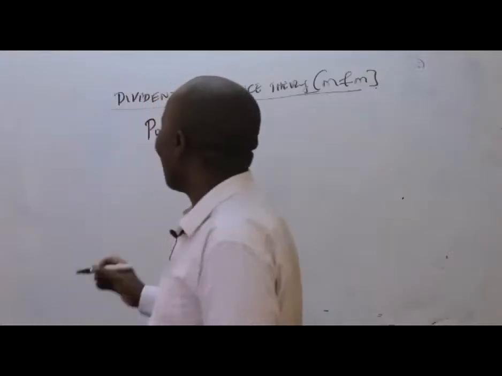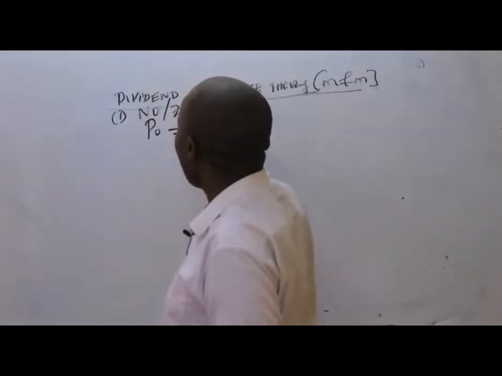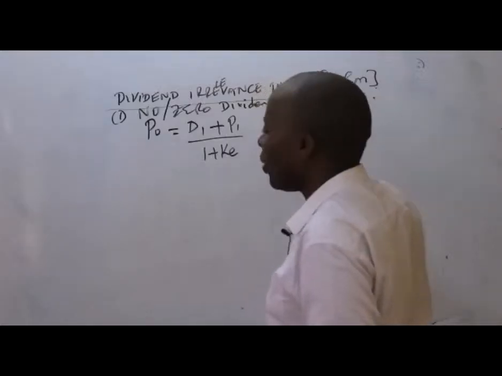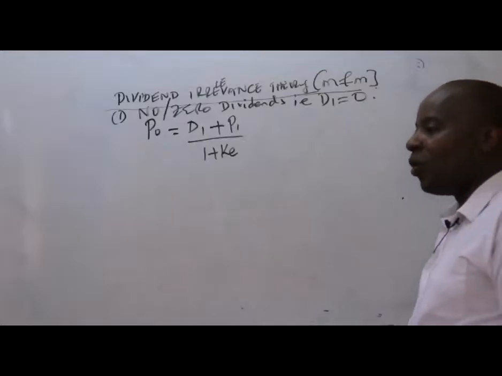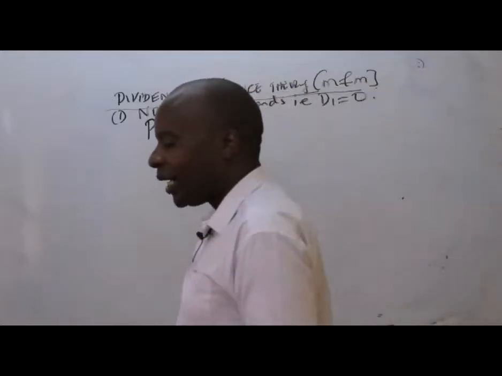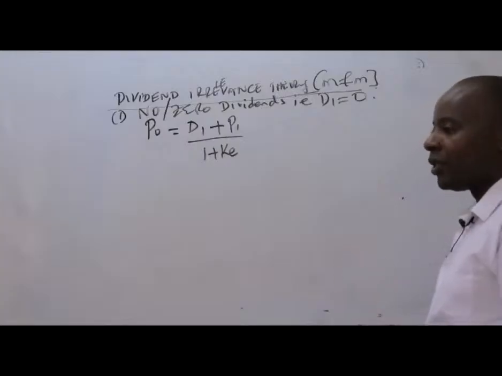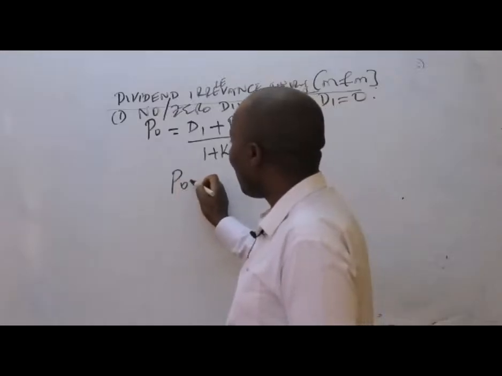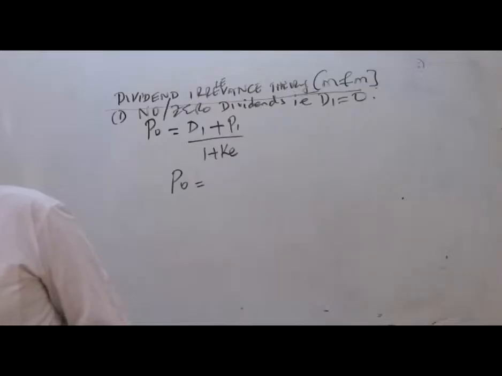So we look at Roman 1. Remember Roman 1, no dividends, or zero dividends, i.e. D1 equals 0. If that is the case, ladies and gentlemen, remember in this question, they have already given me P0. In this question, I have P0.